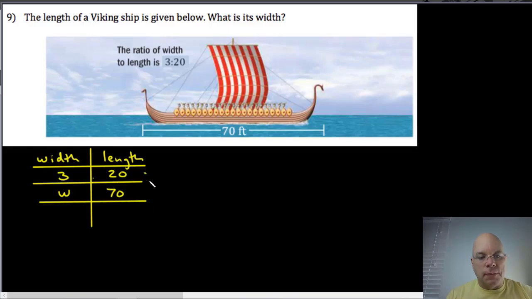Now, if there was some easy scale factor going from 20 to 70, we could apply it to the 3. Of course, there's always some scale factor, but unless it's a whole number value, usually this isn't the most efficient method. Certainly could do it this way, though. What we can do instead is just directly from our ratio table write a proportion. The proportion is going to look exactly like the ratio table. 3 over W is equal to 20 over 70.